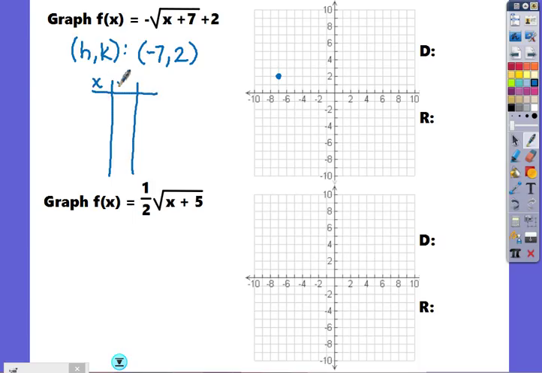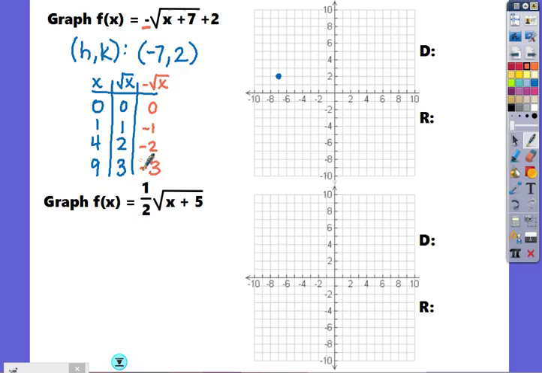I'm going to make my standard table, they call this the parent function table. I'm taking the square root of each number. Now, the weirdo thing going on here is this negative sign out in front. So I'm going to want to find out what happens when I negate my y value, when I negate my square root. So -0, still 0, -1, -2, and -3.